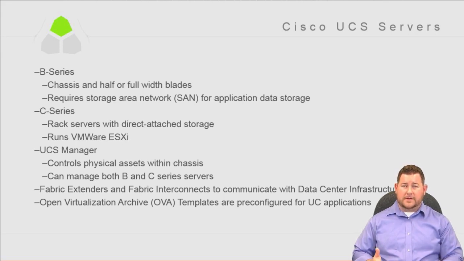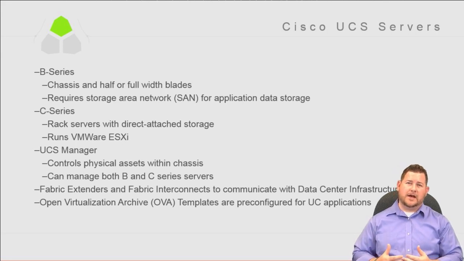And then the last thing here, the last bullet point, is Open Virtualization Archive templates, OVA templates. If you've installed a virtualized UC server within the last couple years, you probably used an OVA template before. It's basically a pre-configured template with the requirements that are necessary to run that server.